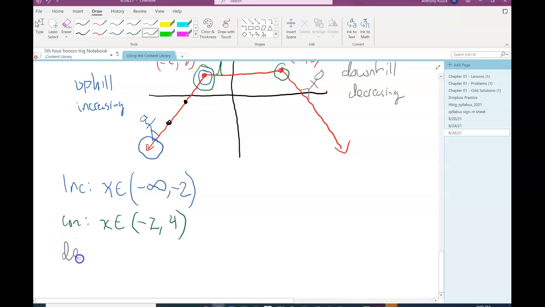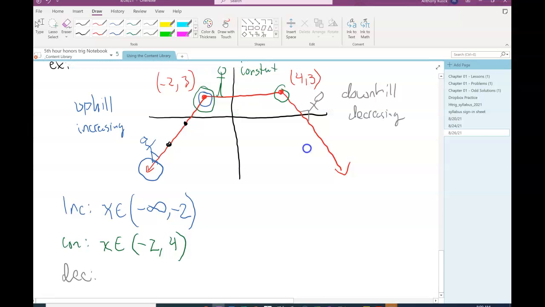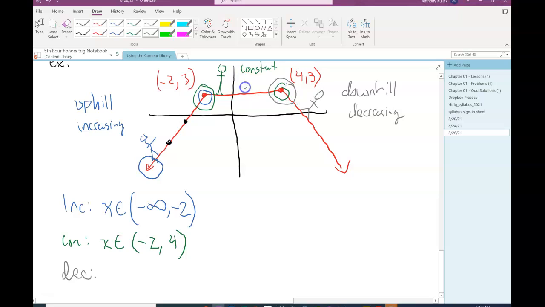And then our last section is the decreasing one. The decreasing begins at 4. And it continues on to the right-hand arrow, so that will be positive infinity. And again, both of those will be parentheses. Everybody feel okay there? Good.